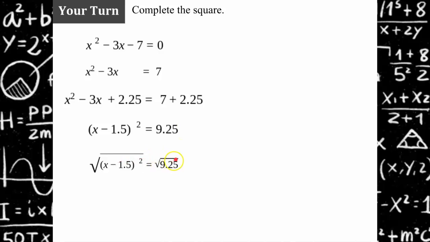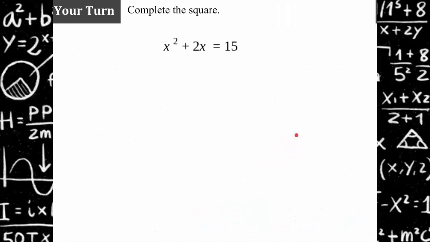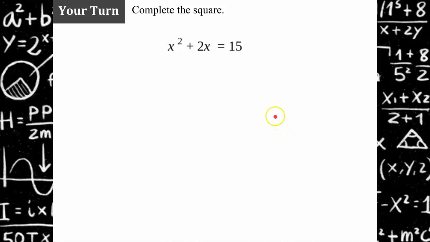Take the square root of both sides. So we have x subtract 1 1/2 equals positive and negative 3 4/100. Add 1 1/2 to both sides, and you get 2 roots. Negative 1.54 and positive 4.54. Okay, try another one.